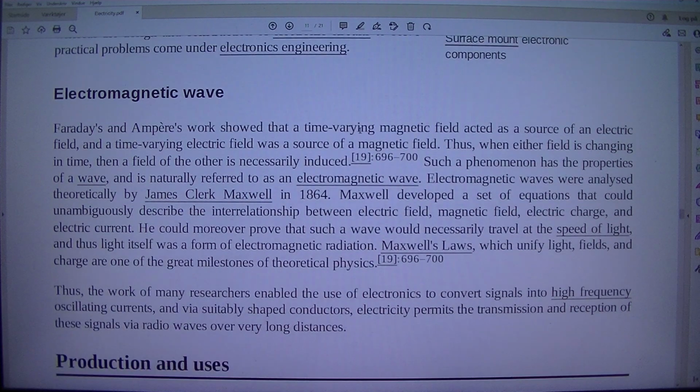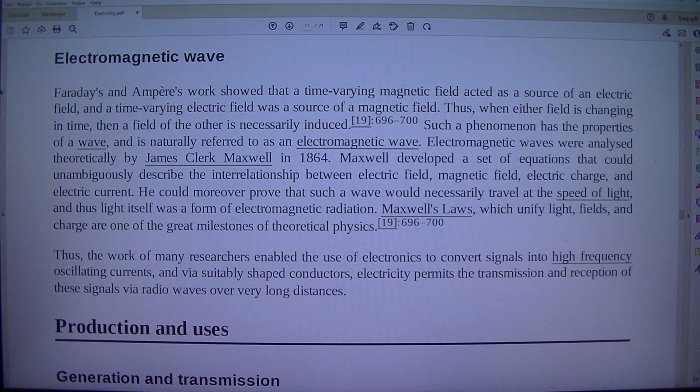Electromagnetic wave. Faraday's and Ampère's work showed that a time-varying magnetic field acted as a source of an electric field, and a time-varying electric field was a source of a magnetic field. Thus, when either field is changing in time, then a field of the other is necessarily induced.